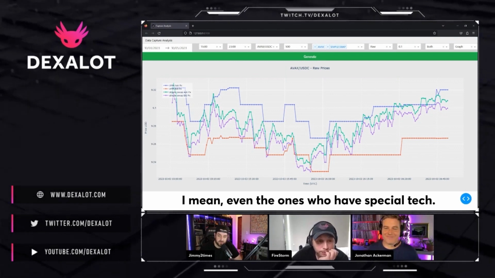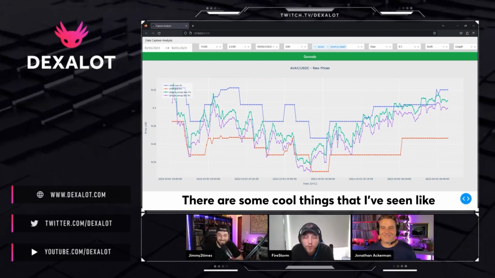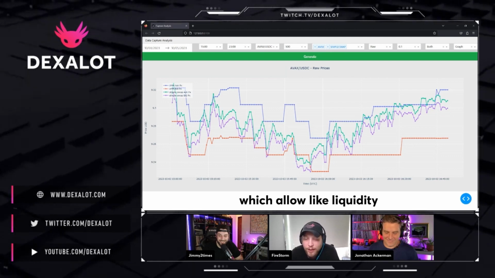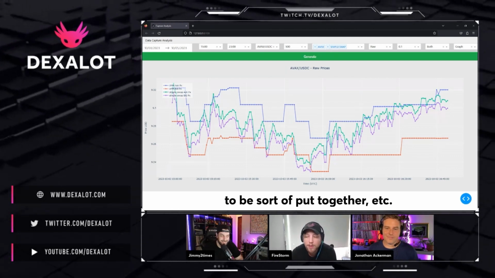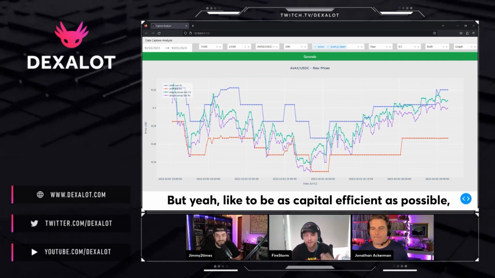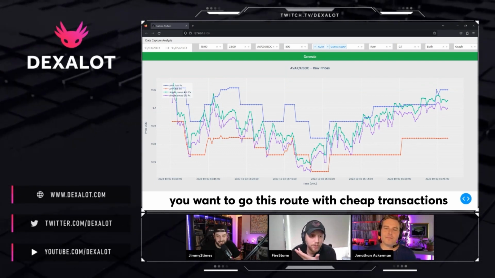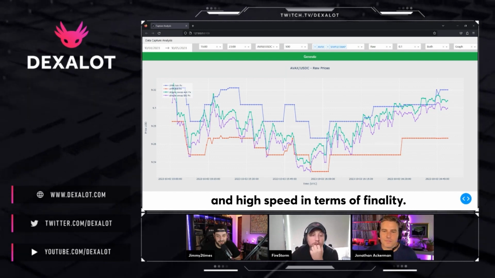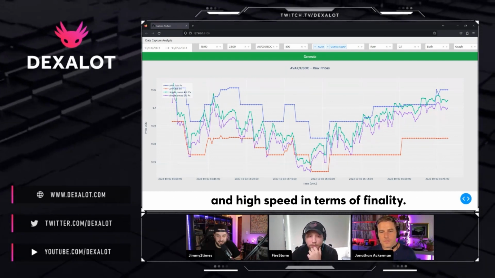Well, there are some cool things that I've seen, which allow liquidity to be put together, etc. But yeah, to be as capital efficient as possible, you want to go this route with cheap transactions and high speed in terms of finality.